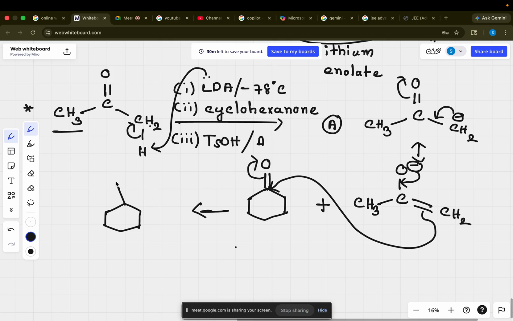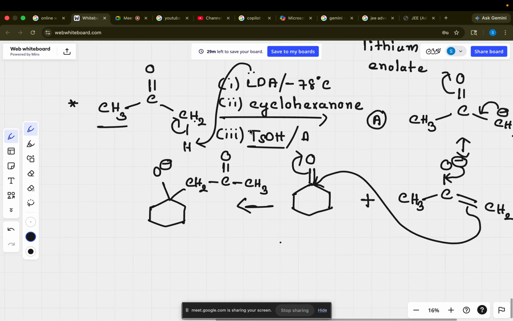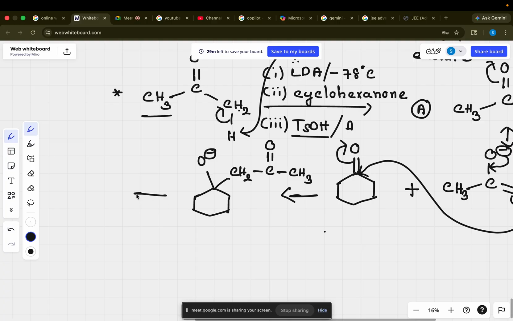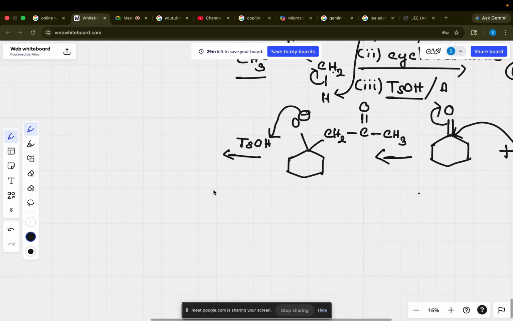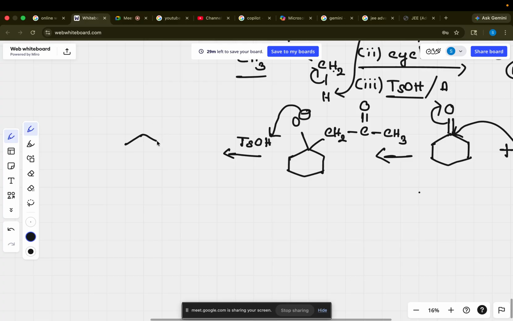This double bond O is now becoming O minus, and on this side you have CH2, then carbon double bond O, CH3. O minus pushed back its electron density, so you are getting double bond O, and this double bond breaks now, so your CH2 minus is basically attacking here. Next they have given you tosyl acid and heat. This tosyl acid is basically a proton source. Suppose I am giving TsOH, so what will happen? O minus will simply abstract the proton from here. When O minus is abstracting the proton from here, what will happen?